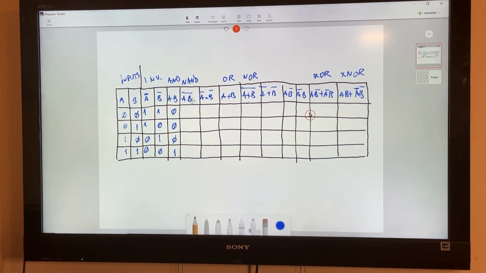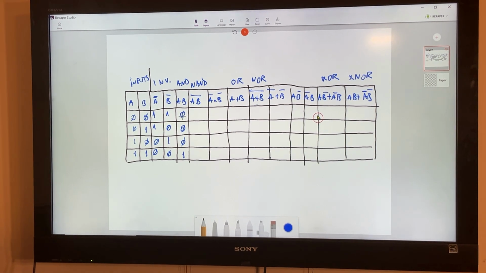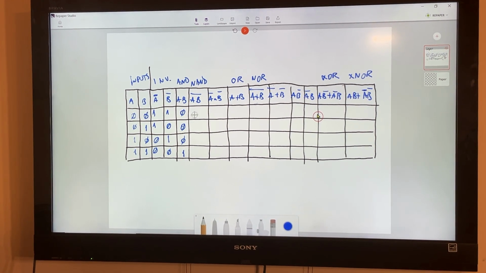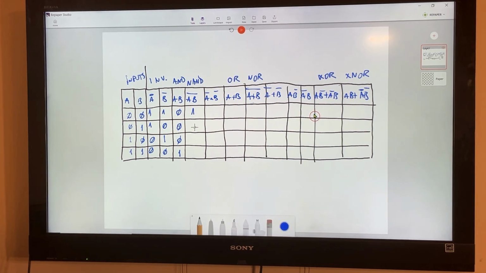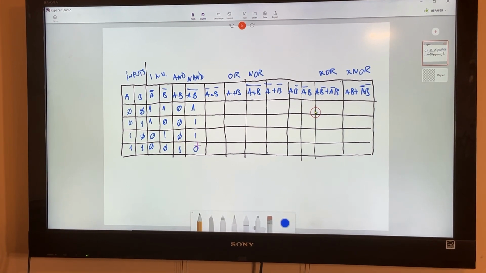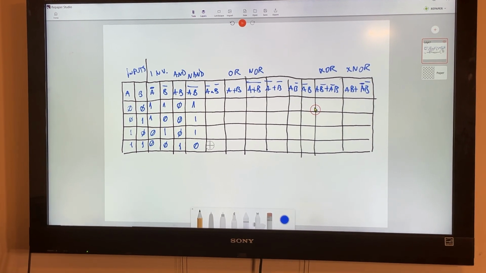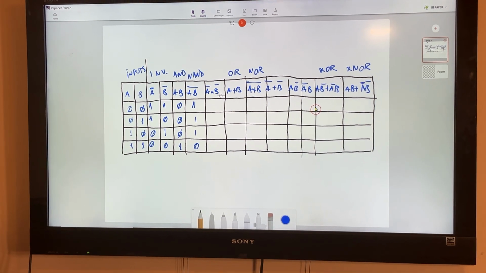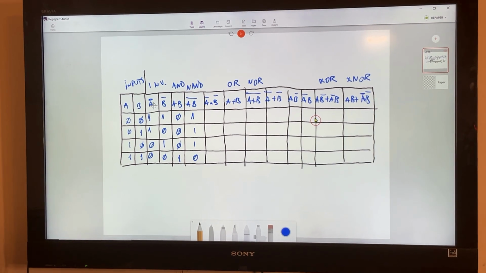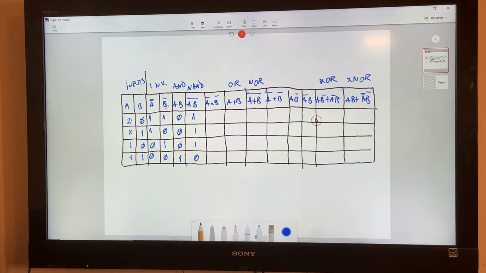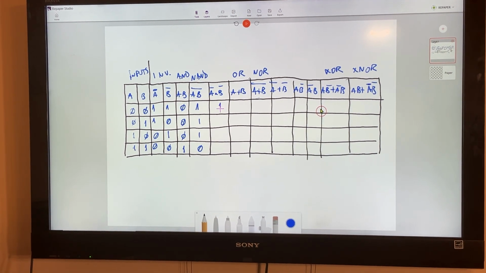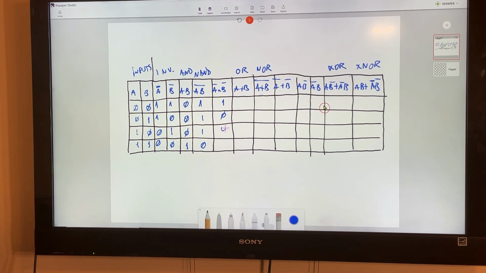What is A times B with the bar on top? It's exactly the opposite of the AND, because it's the NAND. So you don't need to calculate, you just put the opposite values, like this. Then you do A bar times B bar. So you have here A bar, respectively B bar, and you're going to get a 1, and then you're going to get zeros everywhere.